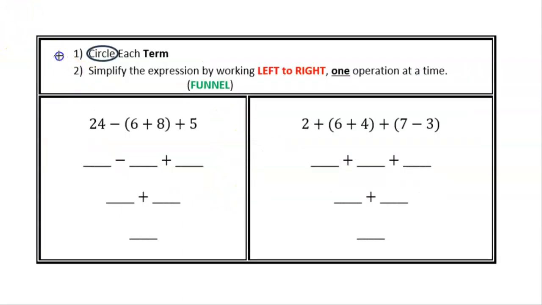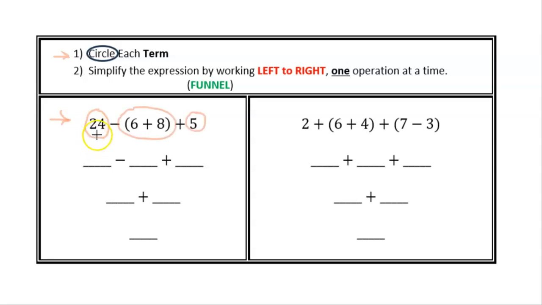All right. So the first step that I want you to take is just to do the circling of the terms right now. So I want you to look at this expression, look for those grouping symbols because whatever's grouped is one lump term. Circle each term and then turn the video back on to make sure just on this example right here that you've circled the terms correctly.